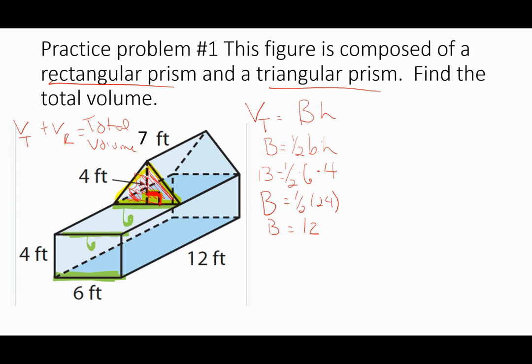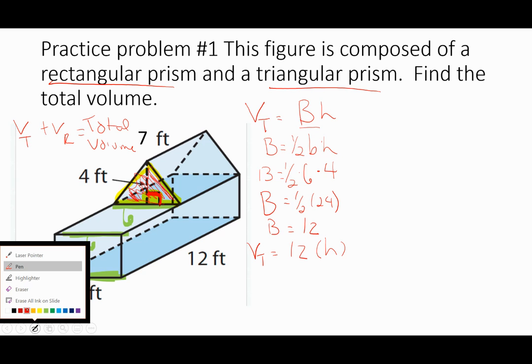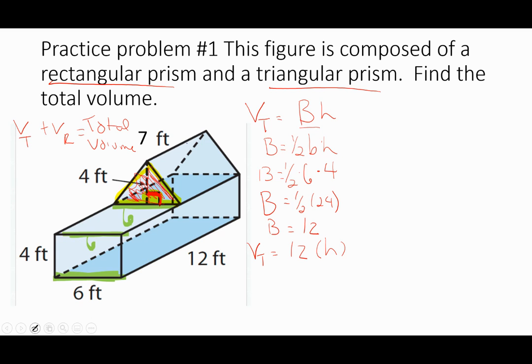So we need to take and put that. The volume of the whole thing is 12, the area of the base, times the height. Now what is the height? And again, this is on its side. If this right here is 7, then we know down here that this is also 7. So then that is our height that we have.